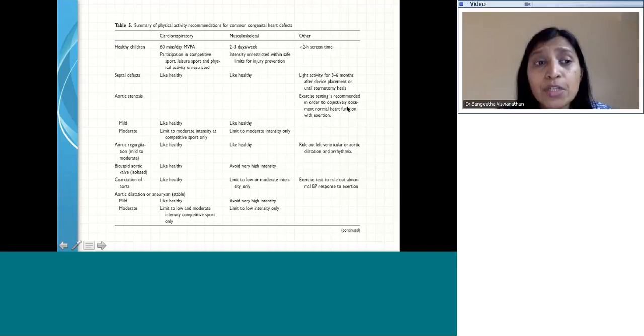Patients with aortic stenosis need to be assessed at regular intervals. Now, as we are all aware, aortic stenosis can be at multiple levels. It can be subvalvar, for example, hypertrophic cardiomyopathy.